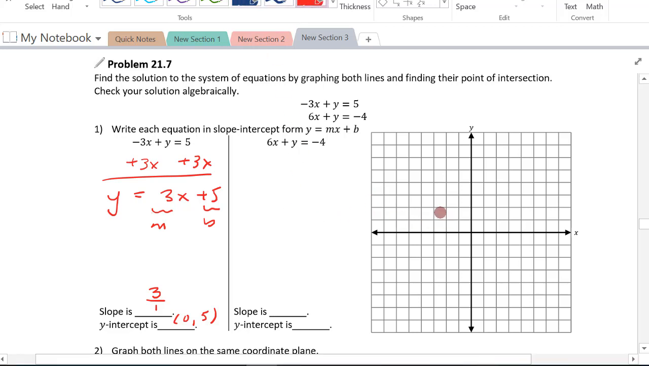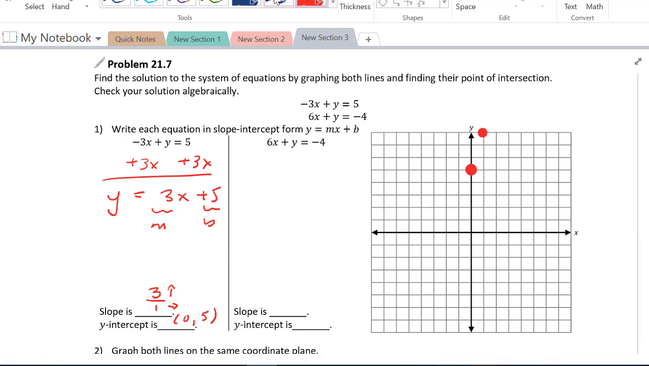So remember how to plot this? You start at the y-intercept. So we have 0, 1, 2, 3, 4, 5. Boom, that's our y-intercept. And we're going to follow the slope. What does the slope say? Go up 3 because it's positive and go right 1. So 1, 2, 3, right 1. There you go, that's our point.